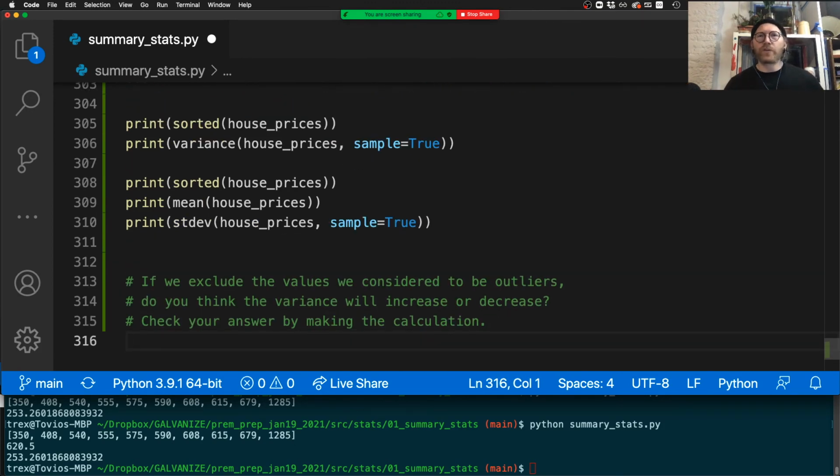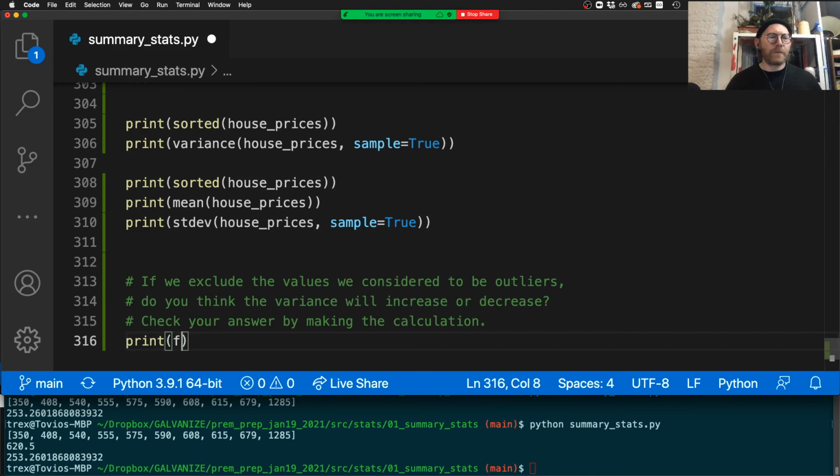Do you think the variance will increase or decrease? What's your thought on that? If we remove those three values, will the variance increase or decrease? Yeah, it's going to decrease, and I think it's pretty clear why. We're eliminating the values in the summation that are most extreme, so not only are we going to shrink it, we're going to shrink it quite a bit. So why don't I go ahead and show you a quick way to do that.